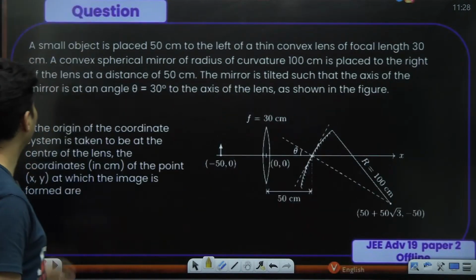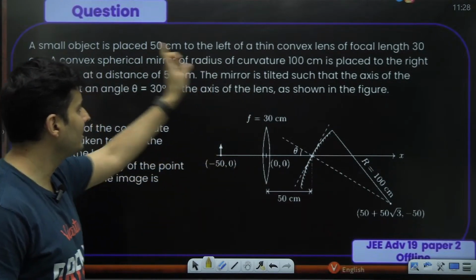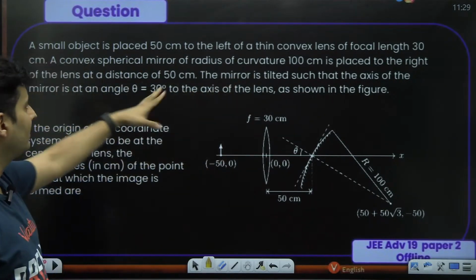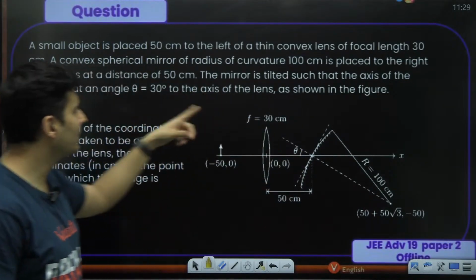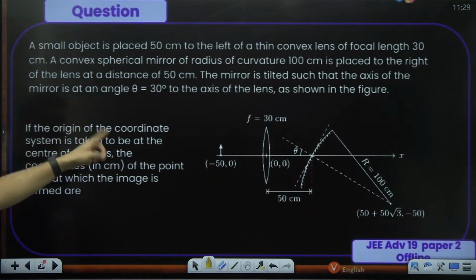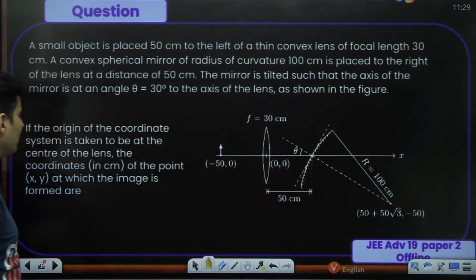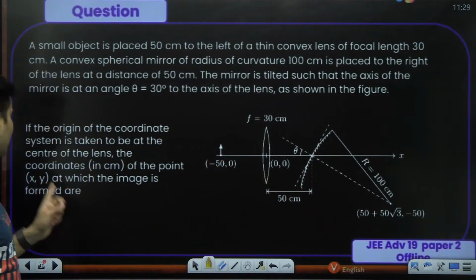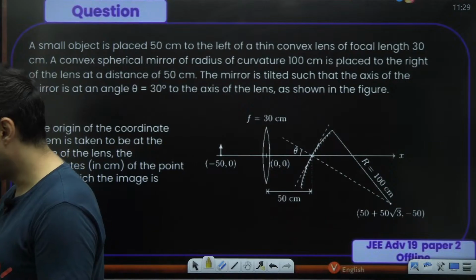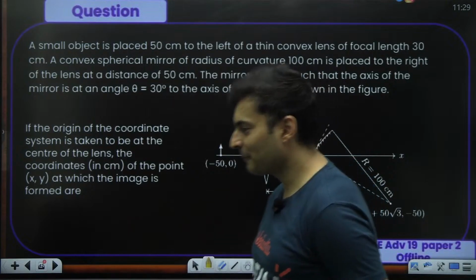Moving on to the next question on your screen. There is a small object placed at 50 centimeters to the left of a thin convex lens of a given focal length. A convex spherical mirror of radius of curvature 100 is placed to the right at a distance of 50 centimeters from the convex lens, but the mirror is tilted by 30 degrees. If the origin of the coordinate system is taken to be the center of the lens, that means this is the origin, this is the y-axis, this is the x-axis, the coordinates of the point where the image is going to be formed is where exactly? Beautiful question, guys. Observe it carefully.